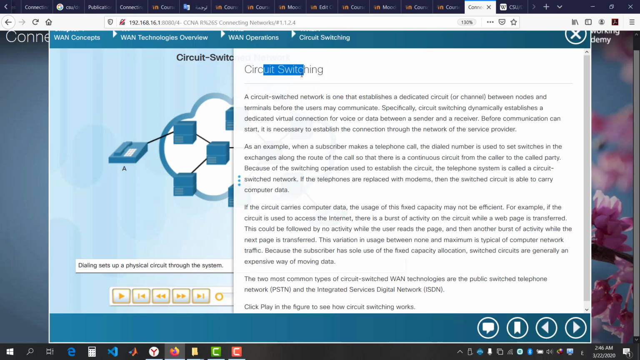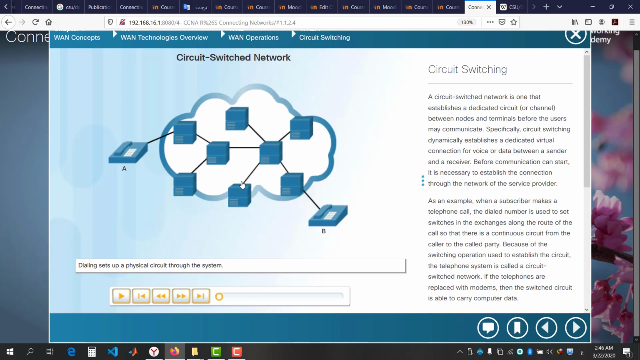Here is the first one, circuit switching. As the title indicates, circuit switching. We will play this video, okay? We have a telephone over IP here, which is called A, and another telephone over IP, which is called B, and these are switches, and there are cables and routes between the two telephones, okay? Telephone A tries to call telephone B. Before the calling is done, it must first close the circuit until it reaches telephone B.